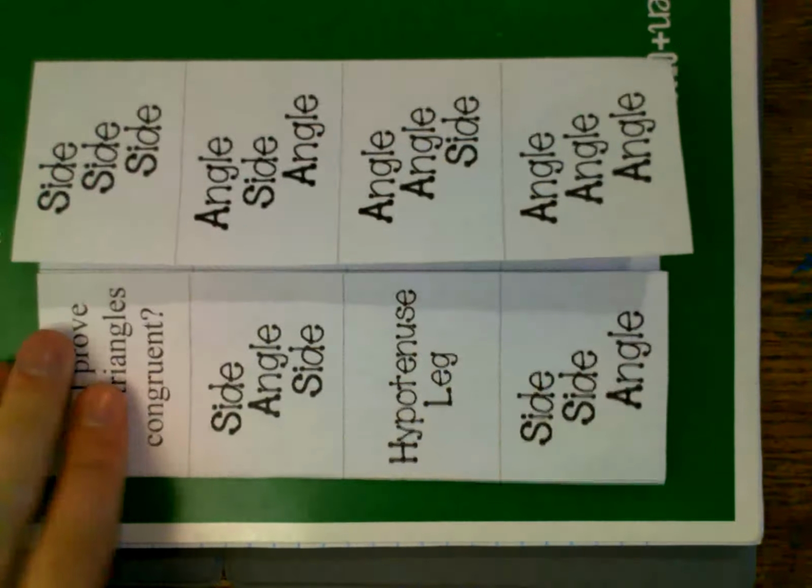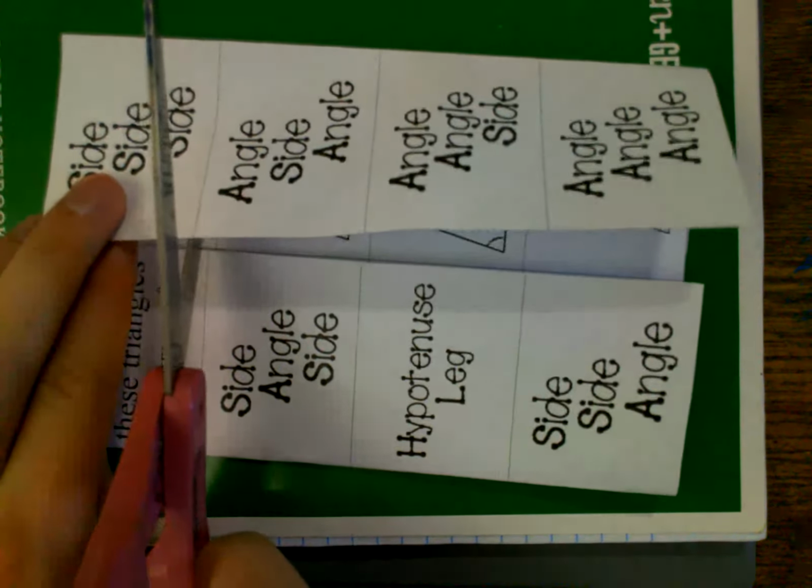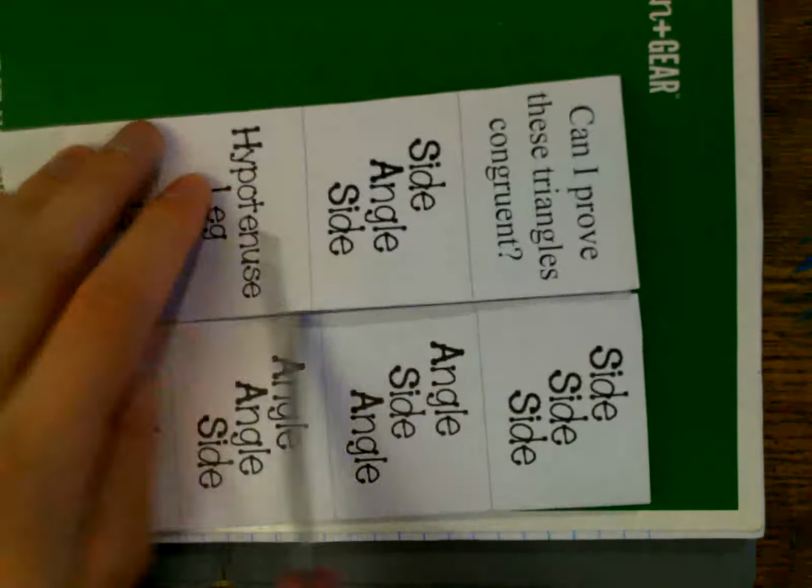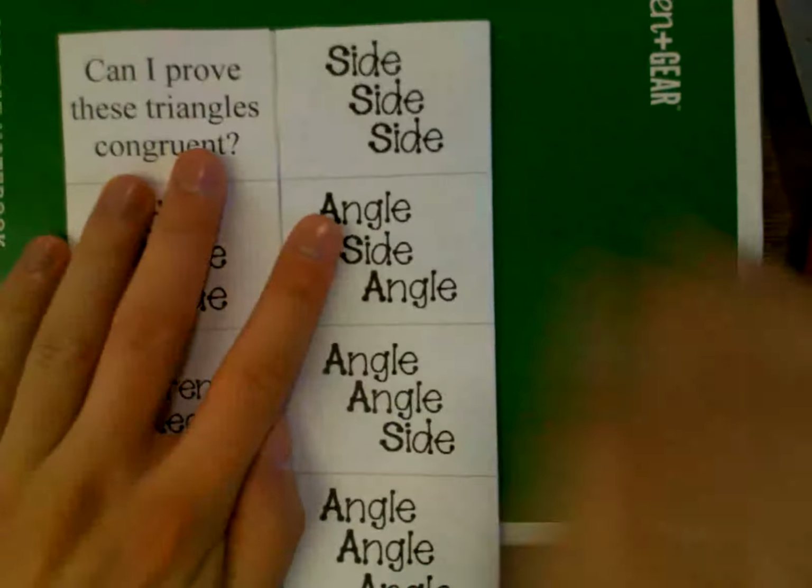You're then going to take a pair of scissors again, and you're going to cut that line, that line, that line, and this line, this line, this line, and this line. And then you'll have a nice little booklet.